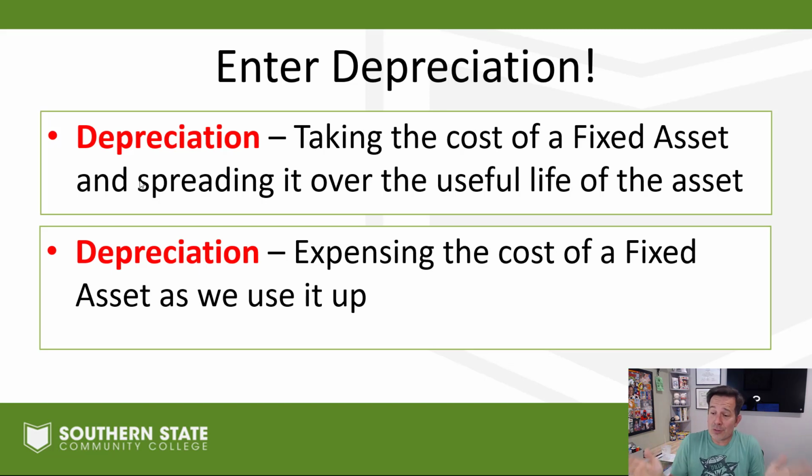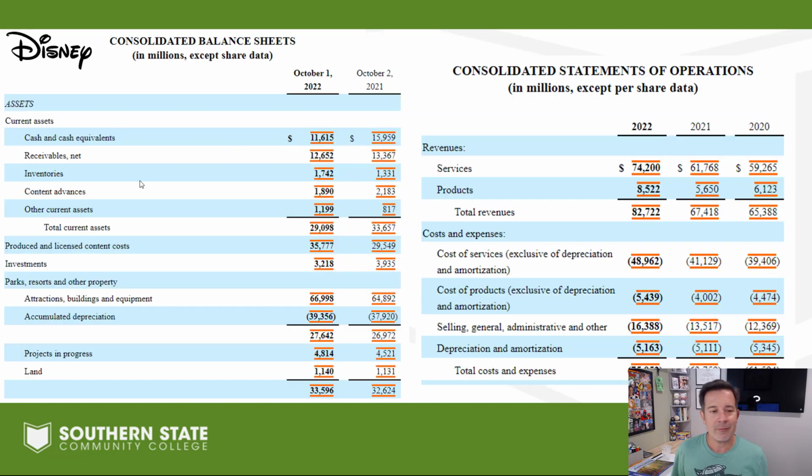And okay, that's true, but that's not what we're talking about in accounting. In accounting, when we depreciate, all we're doing is taking the cost of an asset, spreading it out. Has nothing to do with the market value of the asset. It's just a bookkeeping trick to spread the cost out over the useful life of the asset and match up revenue with expenses. And we can see it right here on the Disney financial statement.